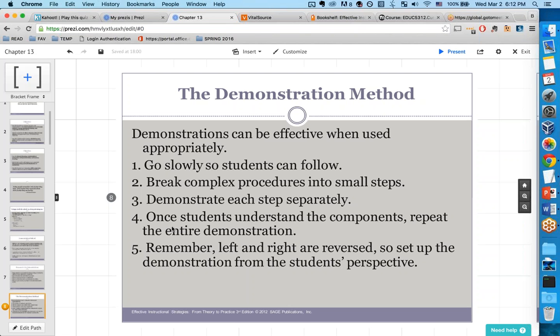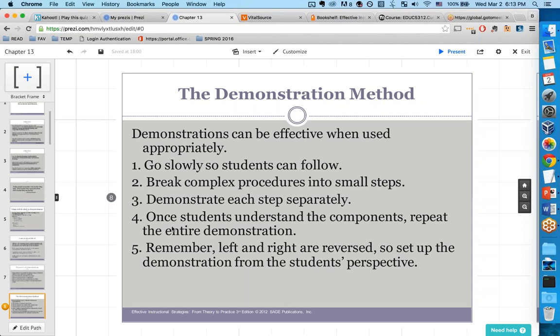So you start with an introduction to set the stage, and then go slowly so students can follow. That's the first step. You break complex procedures into small steps, and you demonstrate each step separately. Once students understand those separate steps, you repeat the entire demonstration.